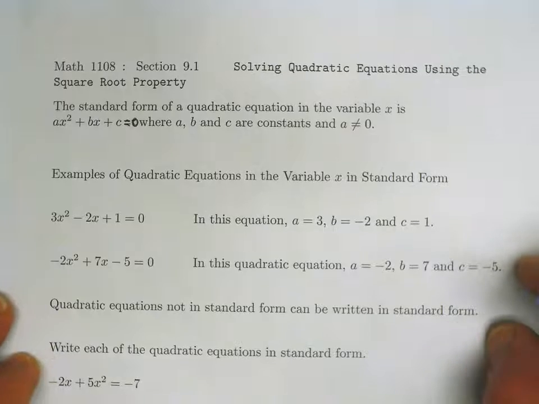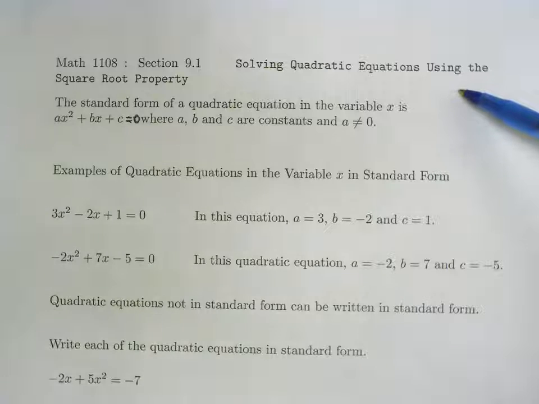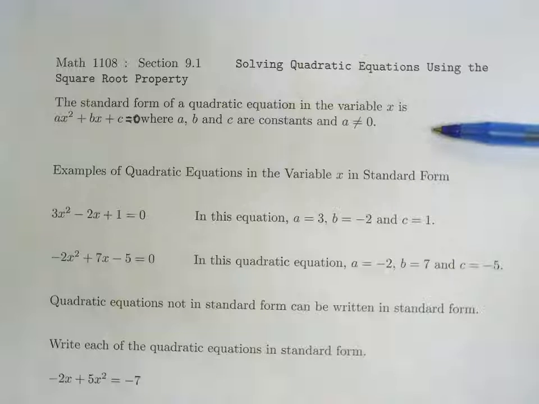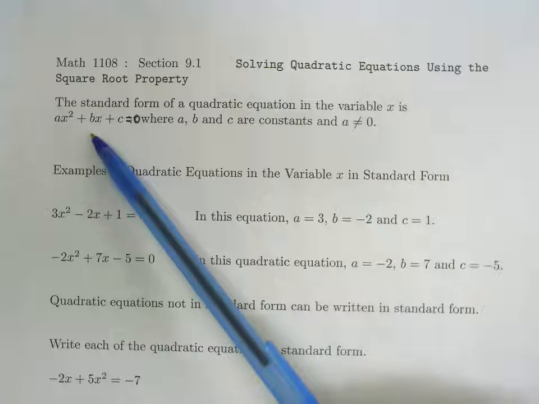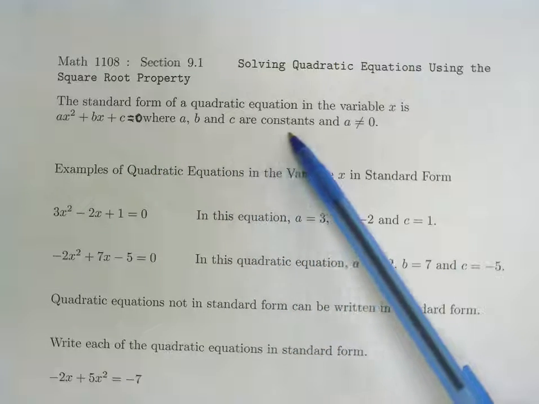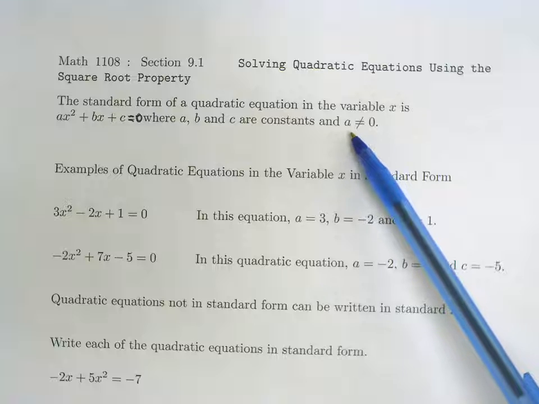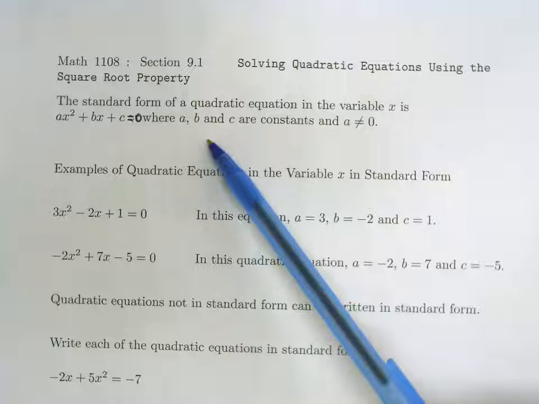Okay, in section 9.1, we will discuss how to solve quadratic equations using the square root property. Here's a definition of the standard form of a quadratic equation. The standard form of a quadratic equation in the variable x is ax^2 + bx + c = 0, where a, b, and c are constants and a is not 0. So in other words, a, b, and c just represent real numbers.